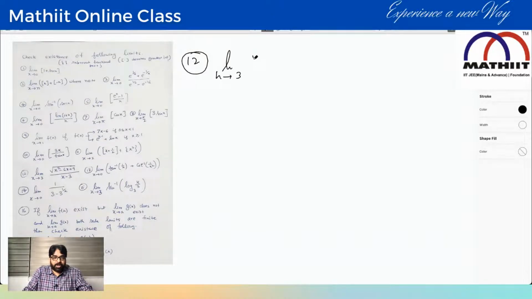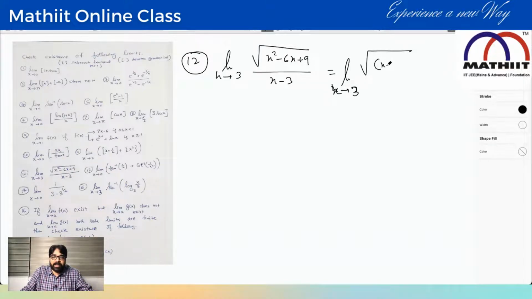Very simple question. Root of x square minus 6x plus 9 divided by x minus 3. First thing, this is nothing but limit x approaches 3 root of (x minus 3) whole square by x minus 3. Never make a mistake: root x square is always mod x. This will be limit x approaches 3 mod x minus 3 by x minus 3.